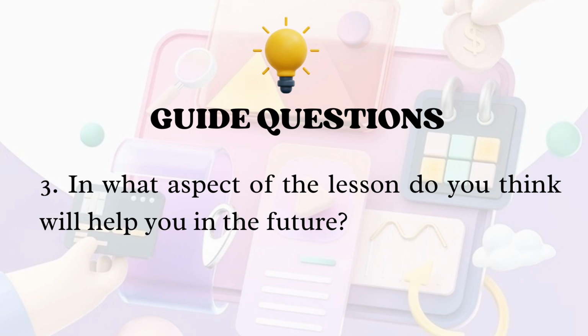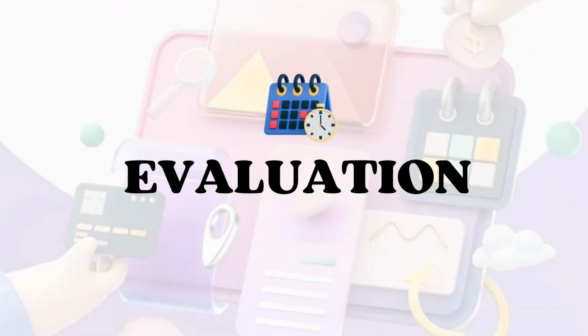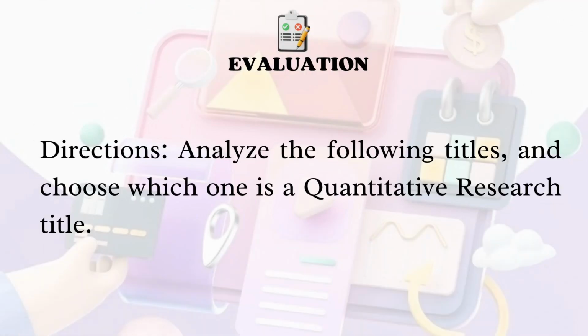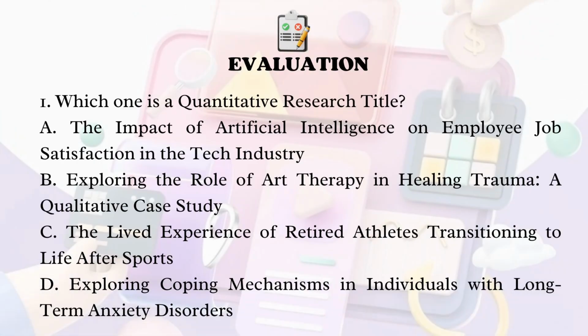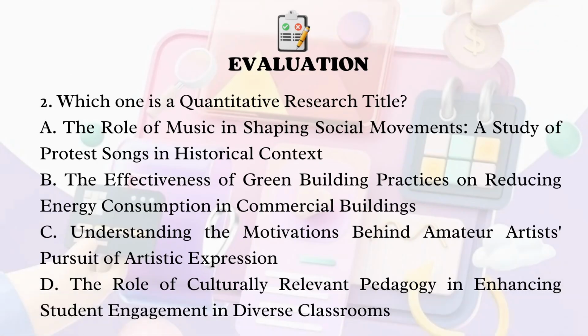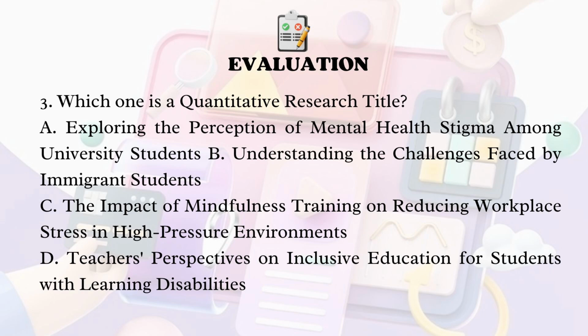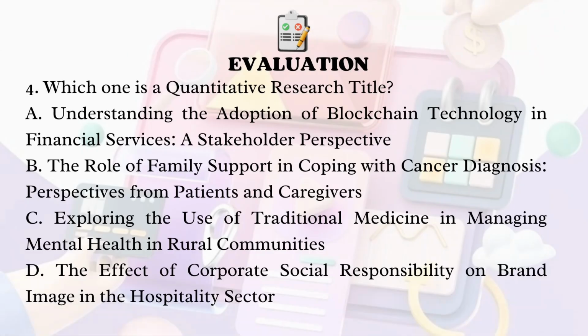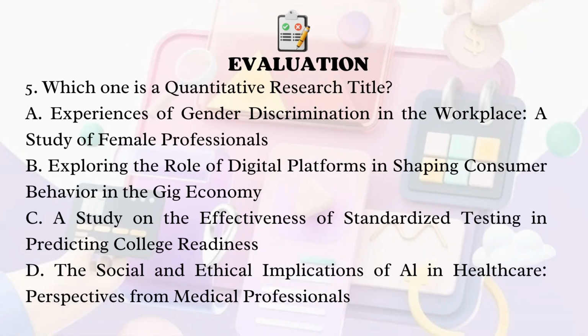And since you now have the knowledge, and I am certain that you understand the very gist of our lesson, let's now have our evaluation. In this evaluation, we have the directions. Analyze the following titles and choose which one is a quantitative research title. Here is our number 1, number 2, number 3, number 4, and number 5.